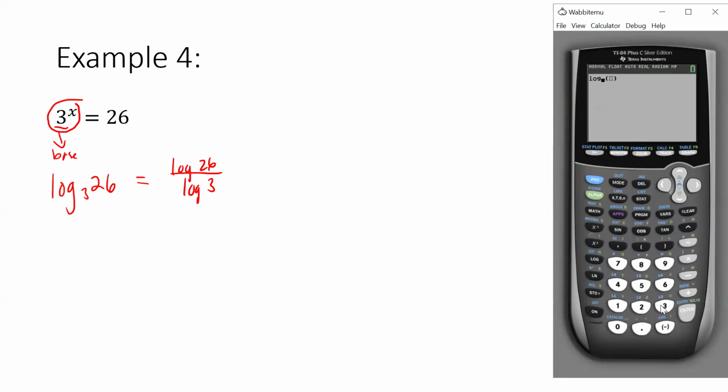Okay. And then I will type in log base 3 of 26, hit enter. And we get 2.966. We write that it was between the values we said and closer to, is it closer to 3? It is closer to 3. Our exact answer, or approximate it, is going to be: so x is approximately 2.966.